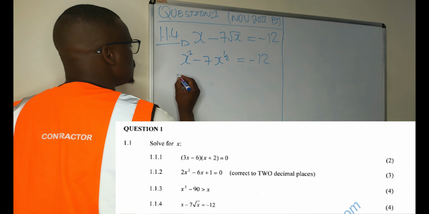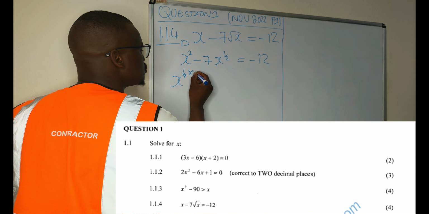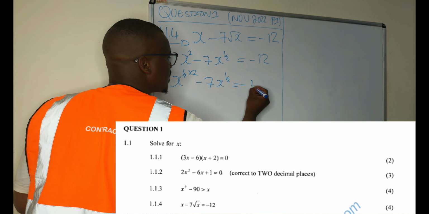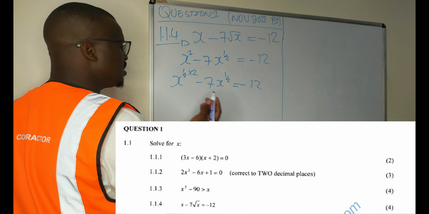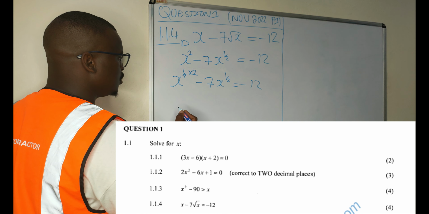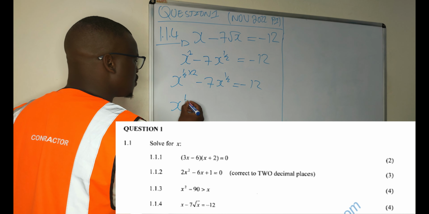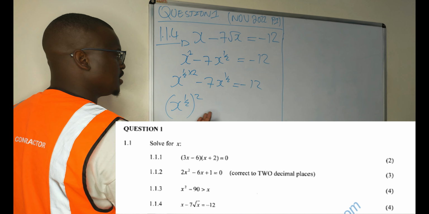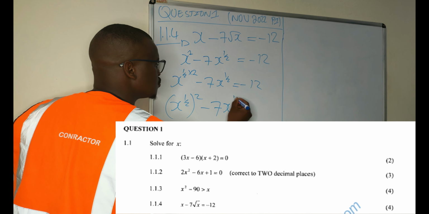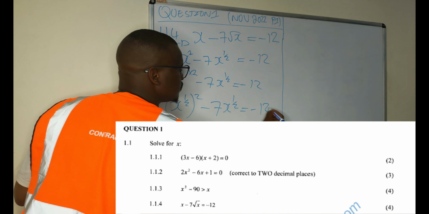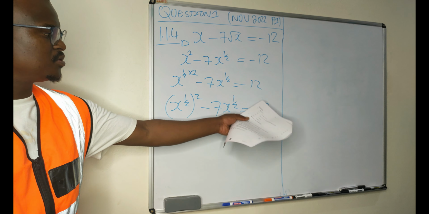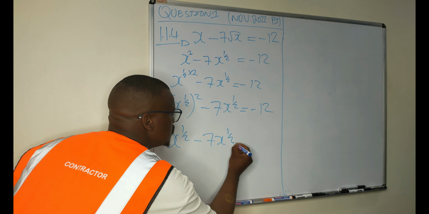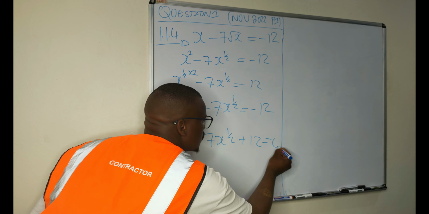Which means what you have here is x raised 1/2 times 2 minus 7 times x raised 1/2 is equal to minus 12. Which is similar to saying this is the same as x raised 1/2 squared minus 7 x raised 1/2 is equal to minus 12. This is what you have. Then you can transpose the 12 to the other side. So you have x raised 1/2 squared minus 7 x raised 1/2 plus 12 is equal to 0.